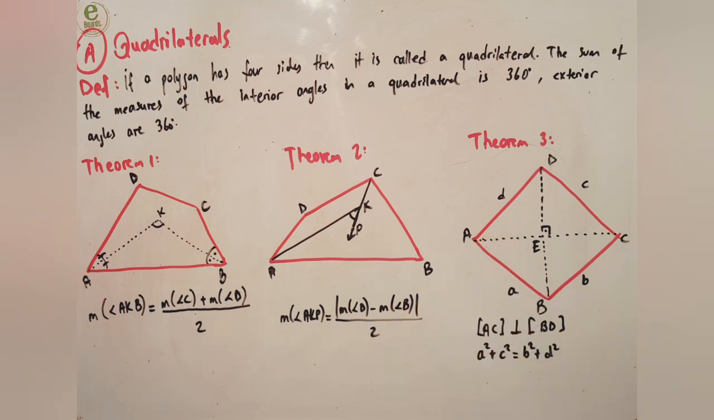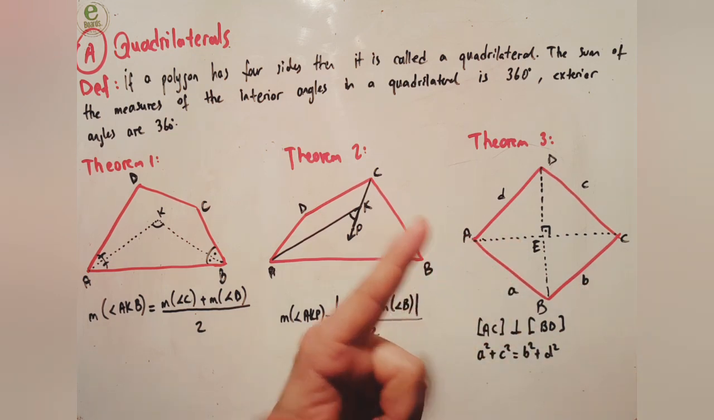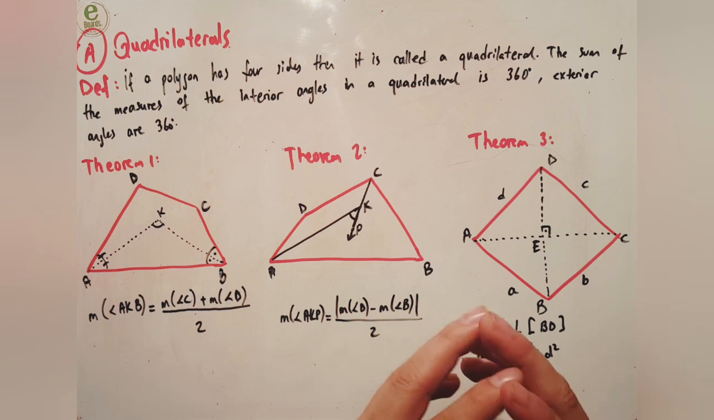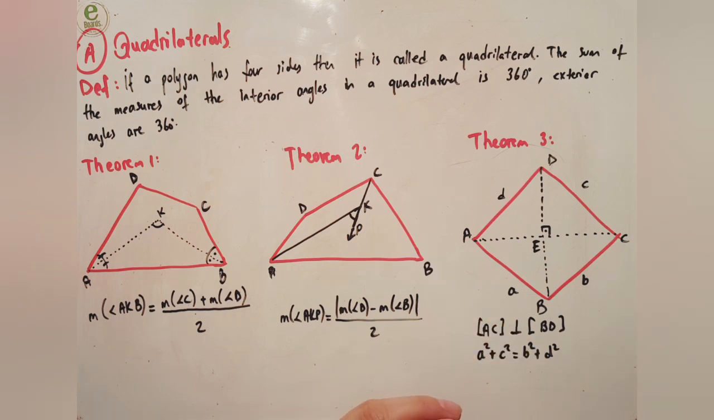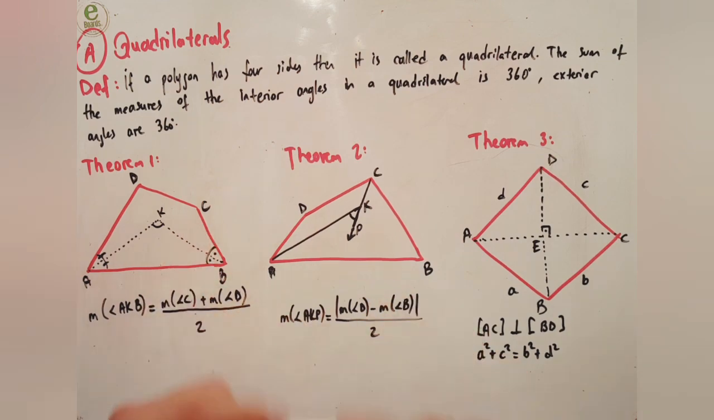For the next theorem, if the diagonals of a quadrilateral are orthogonal to each other, I mean that AC is perpendicular to BD, so we say the sum of the squares of the lengths of opposite sides are equal. So A squared plus C squared is equal to B squared plus D squared.